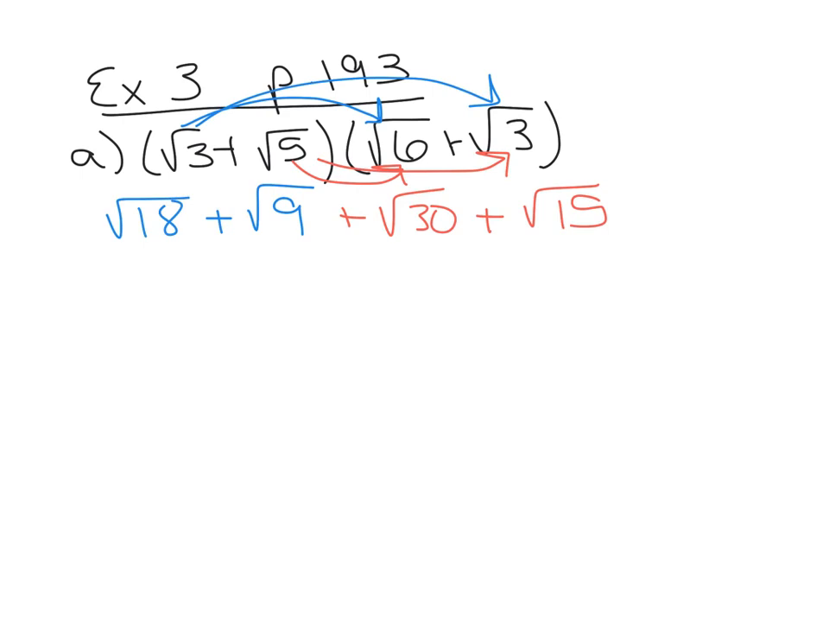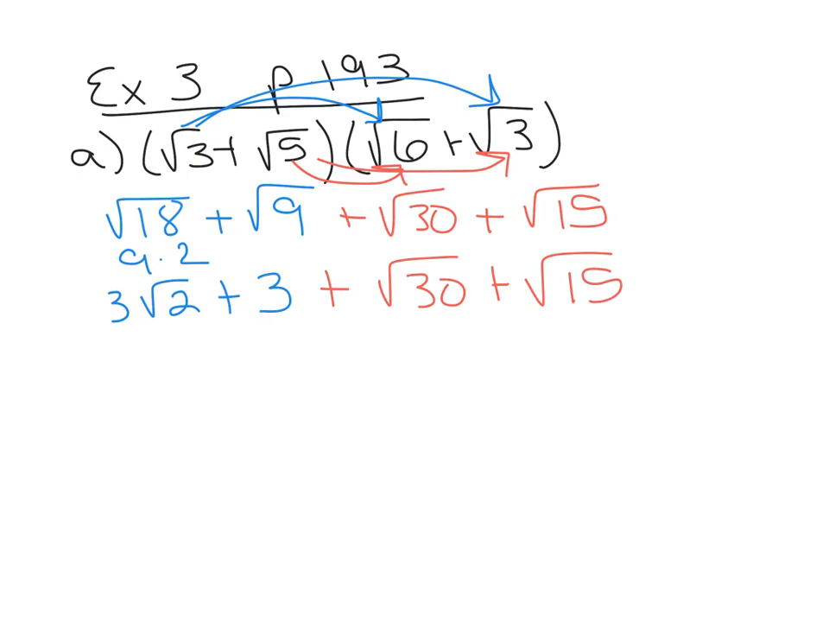Now we need to simplify. So 18 is 9 times 2. So this 9 is a perfect square, and it will bring a 3 to the outside. So we're going to have 3 square root of 2. This square root of 9 is a perfect square, so we'll just have a 3 there. Over here, 30 doesn't simplify. There are no perfect squares in 30, and there are no perfect squares in 15. So those are not going to simplify, so this is going to be your final answer.